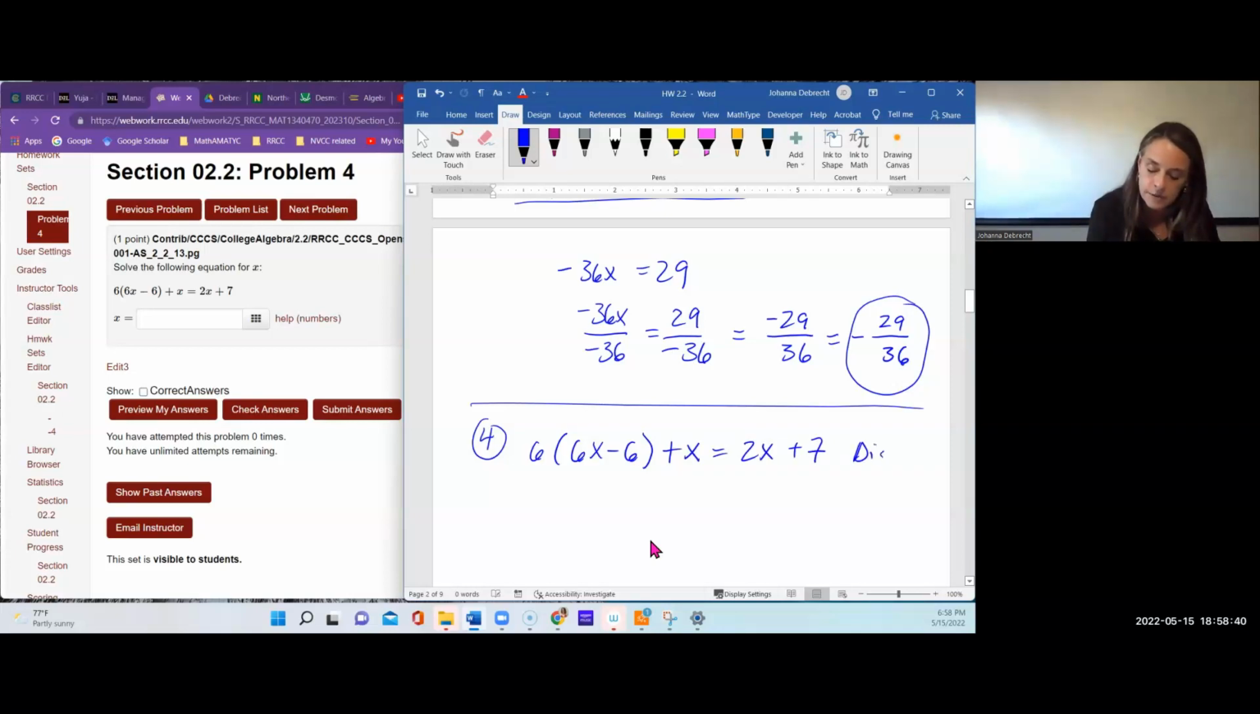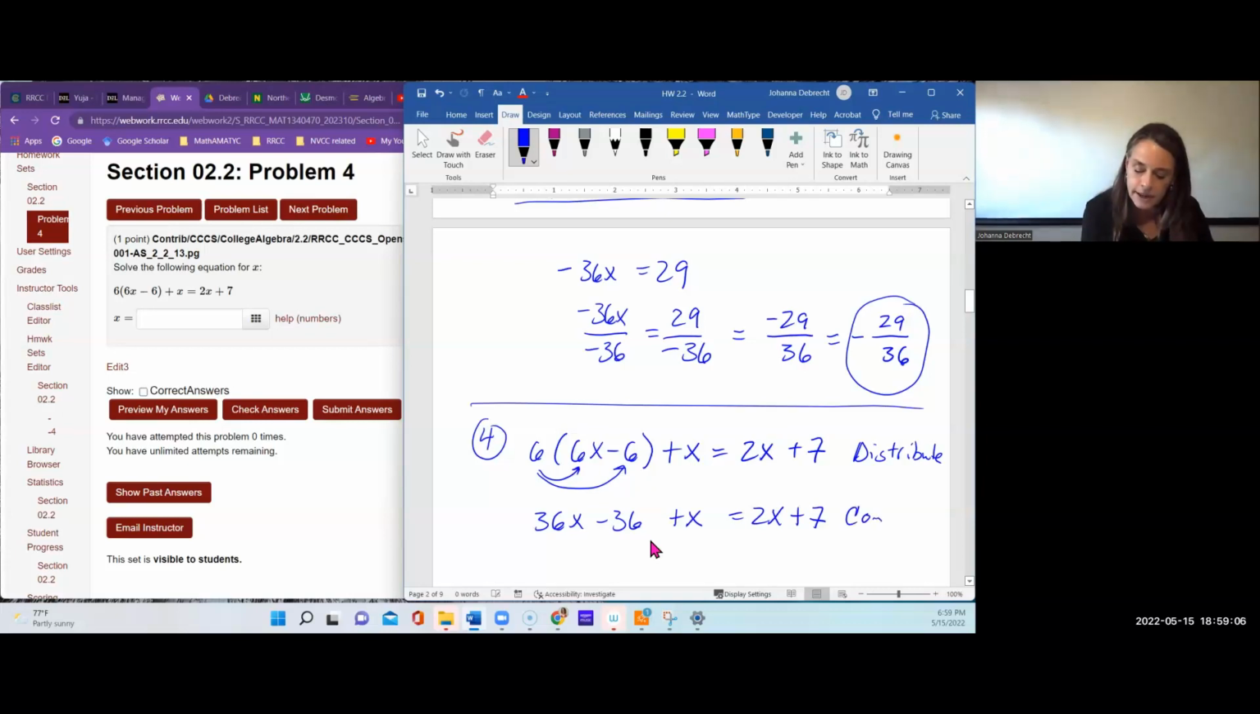First, we need to get rid of the parentheses by distributing. But we only distribute across what's inside parentheses. Again, I find that drawing arrows is the best way to protect yourself from making a careless mistake. This gives me 36x minus 36 plus x equals 2x plus 7.